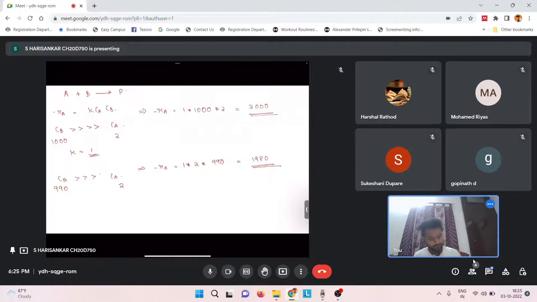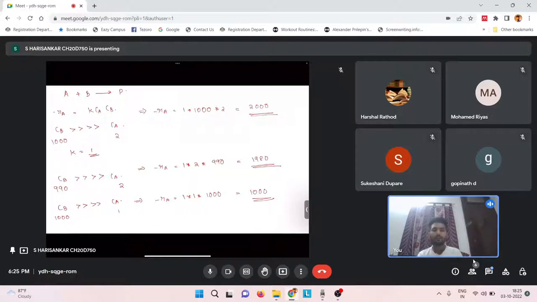Now we'll take the other case as well. Let CB be somewhere around thousands itself, but CA changed from 2 to let's say 1. Then the rate will be RA is equal to 1 into 1 into 1000. This will be 1000. So now you have 3 rate values, rate of reaction values.